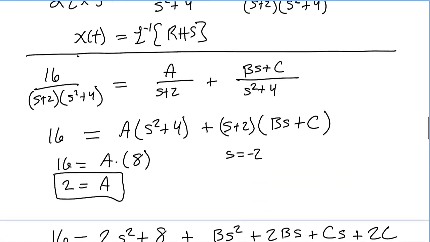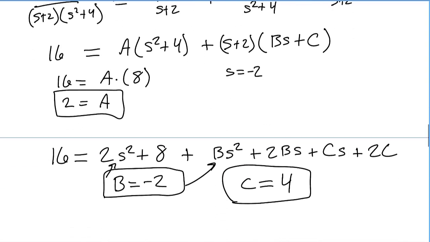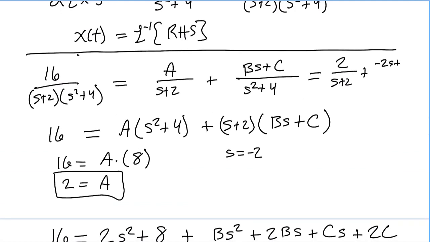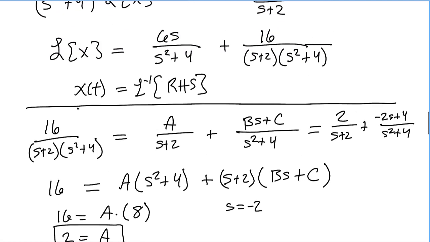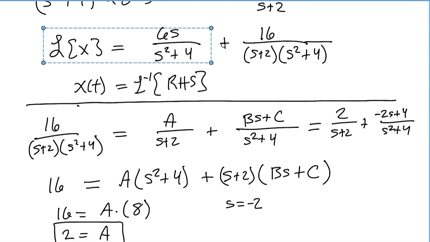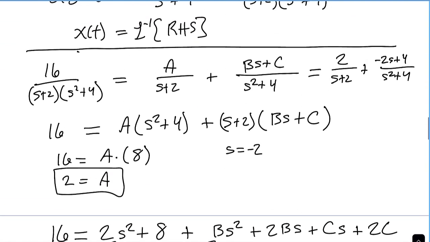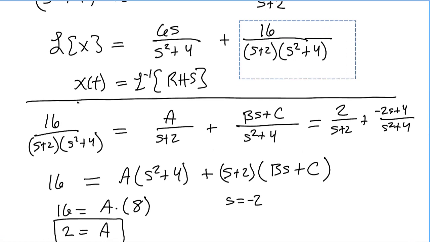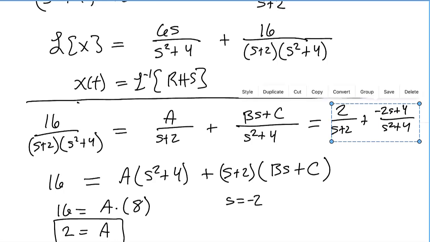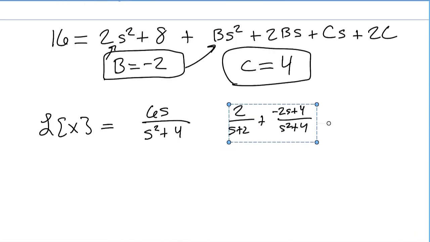So that leads us to A was 2, so 2 over s plus 2. And then B is -2 and C is 4. So (-2s plus 4) over s squared plus 4. That can replace that term right there. So let's copy this. We'll paste it down here. And we will replace this 16 over (s plus 2)(s squared plus 4) with this term right here, because we just proved algebraically that it's equivalent to it using our partial fractions.